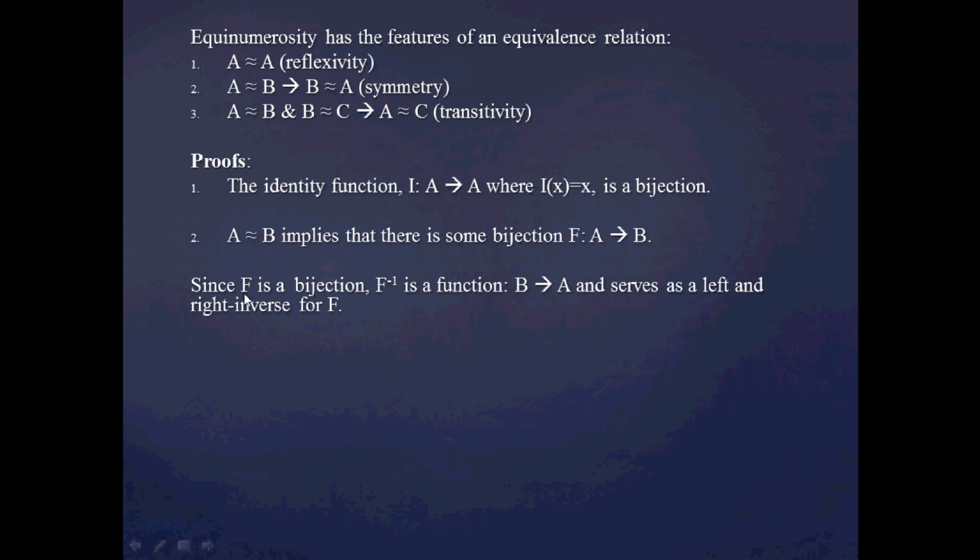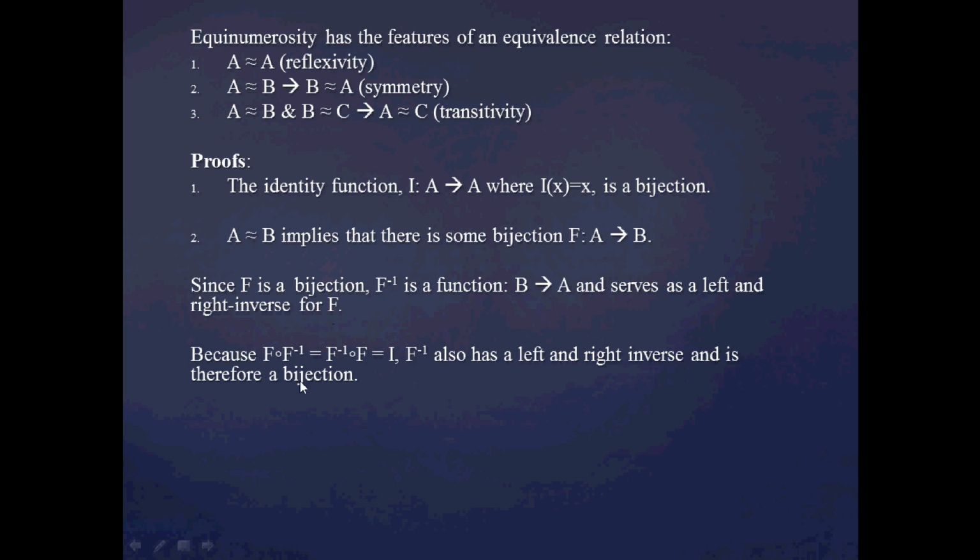So F is a bijection, which means it has both a left and right inverse, and those inverses are the same function, which I'm going to call F minus 1. Now, F minus 1 is going to be a function from B onto A. And as I said, it serves as a left and right inverse for F. So what that means is that if I compose F minus 1 with F, now F minus 1 in this case is acting as a right inverse for F. That's the same as composing F with F minus 1. In this statement, F minus 1 is serving as a left inverse. These two are both equal to the identity function.